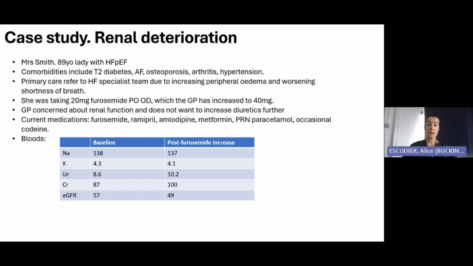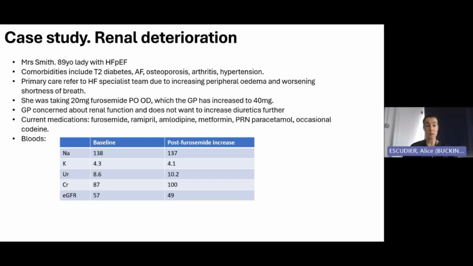So we're going to use a case study here just to illustrate some of our points. So this case is of Mrs. Smith, an 89-year-old lady with heart failure with preserved ejection fraction. Other comorbidities include type 2 diabetes, AF, osteoporosis, arthritis, and hypertension. So she's been seen by her primary care provider, who have referred her to a heart failure specialist team because she's had increasing peripheral edema and worsening shortness of breath.